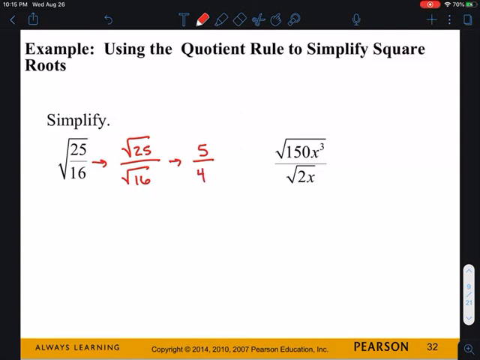Now my next one, I have a square root of 150x to the third over top of the square root of 2x. In this case, it might make sense to put them all under 1. So I'd have a 150 that would divide by 2. I'd have an x to the third divided by x. And then if I simplify that down a little bit, I'm looking at the square root of 150 divided by 2 gives us 75. If I have an x to the third divided by x, if you remember those exponential properties, you subtract. So if I have 3 on top and 1 on the bottom, that's going to leave us with an x squared.